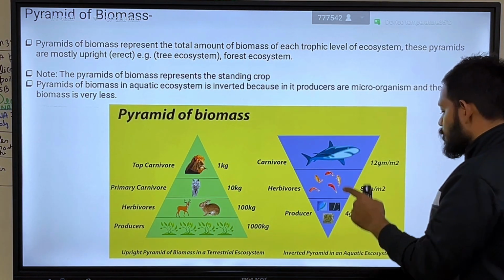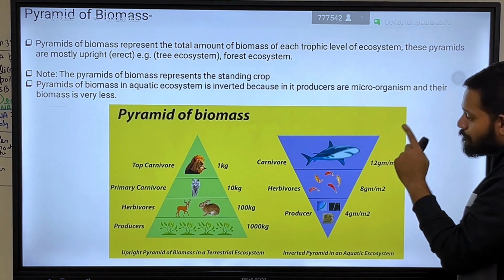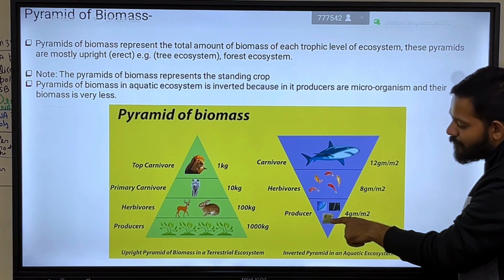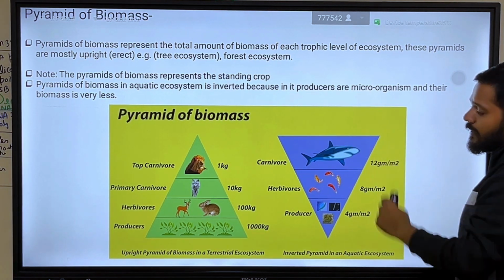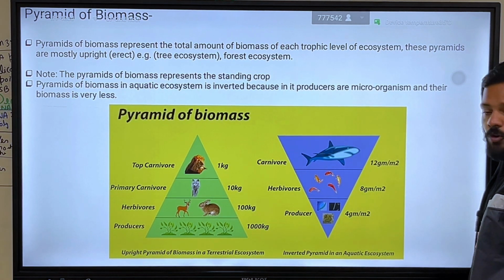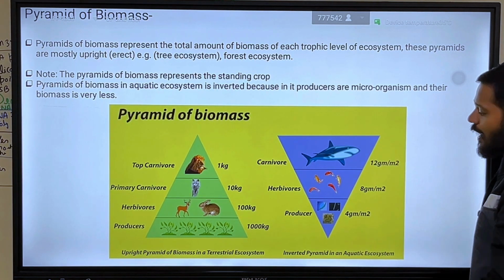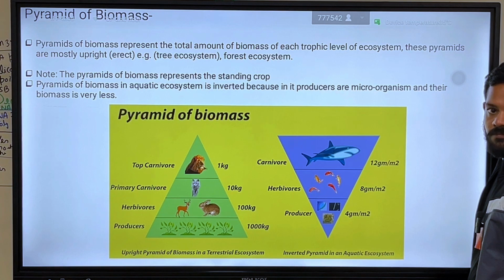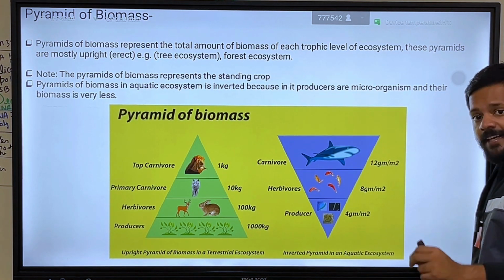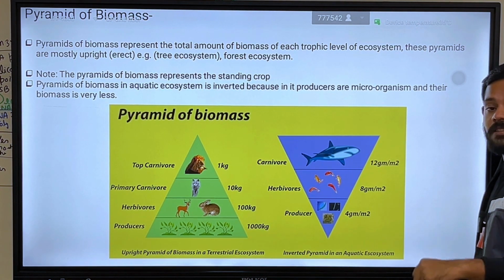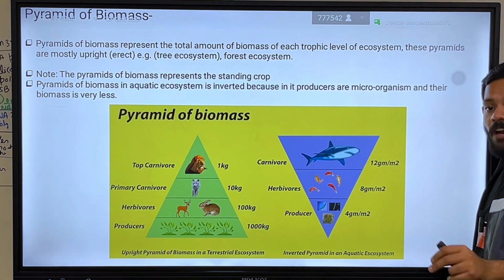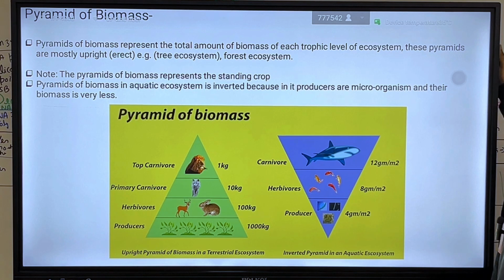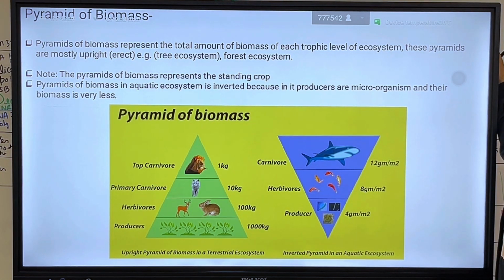While in an aquatic ecosystem, the pyramid of biomass is inverted because the weight of producers is very low in comparison to the top carnivore. For the top consumer, the weight of a shark is much more than the weight of all the phytoplankton present in the ocean. Phytoplankton are basically microscopic plants present in water bodies.